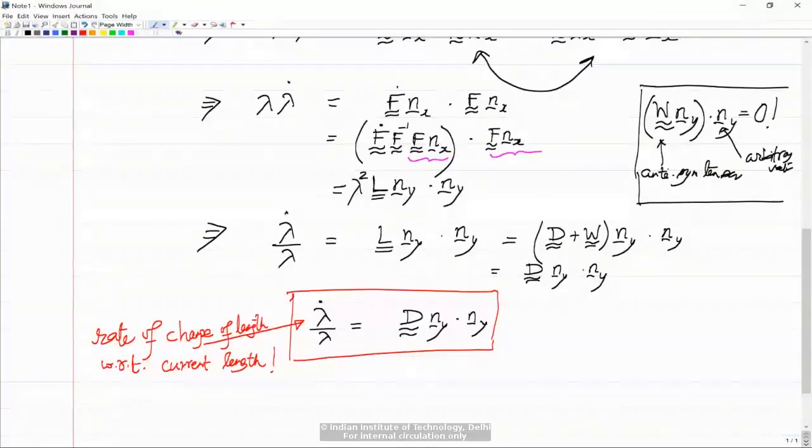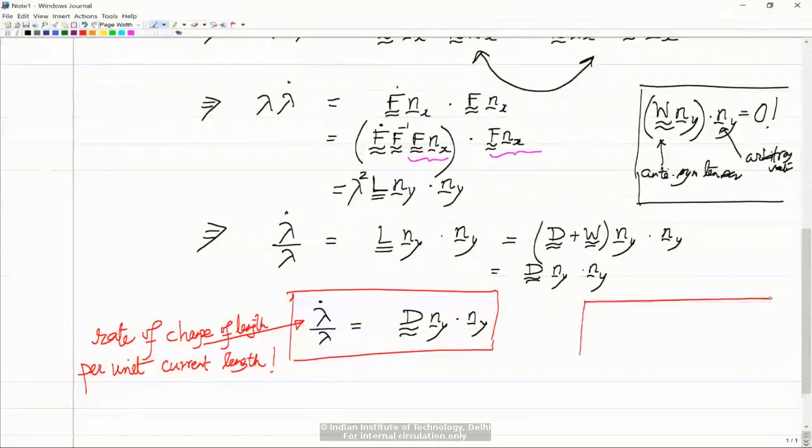If it were with respect to original length, well, I should say not with respect to, but per unit. It is per unit. Rate of change of length per unit current length, because we are dividing by lambda. If it were just lambda dot, then it is rate of change of length per unit original length. But it is per unit current length now. Okay. And you see that this quantity is equal to d times ny dot ny.